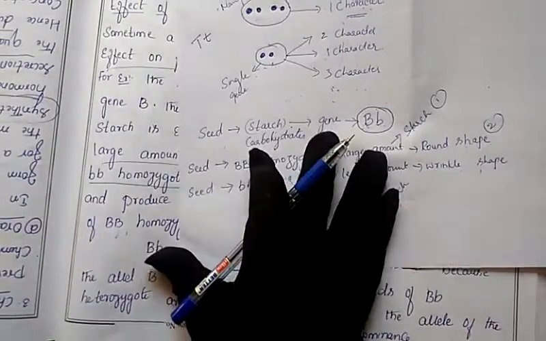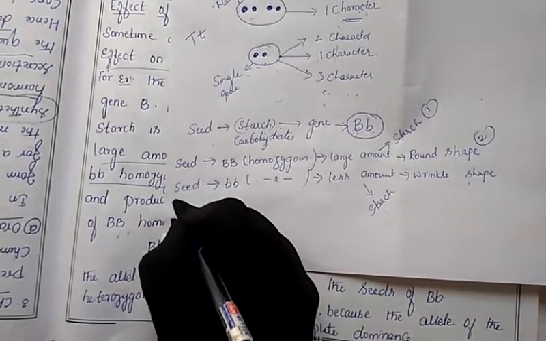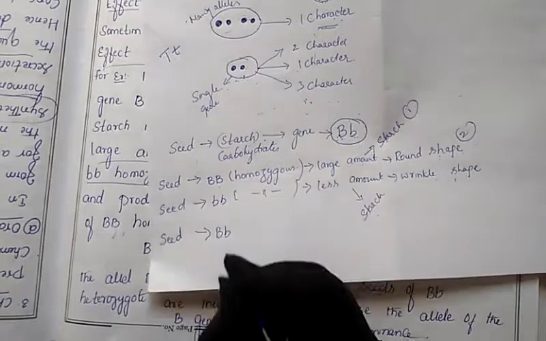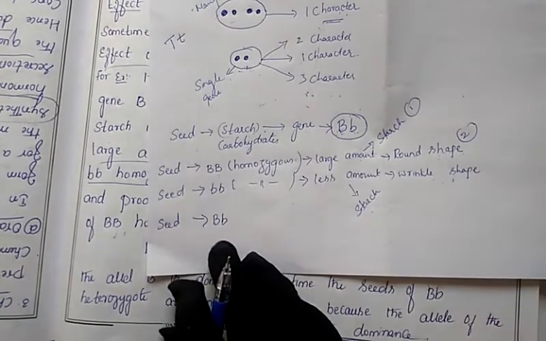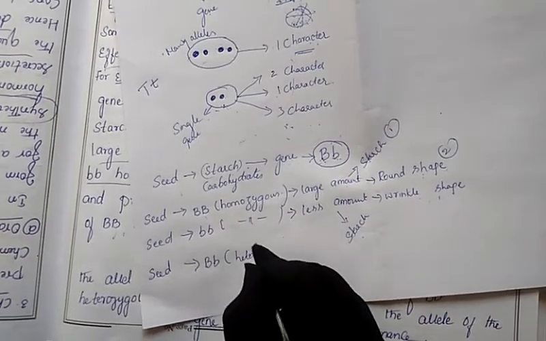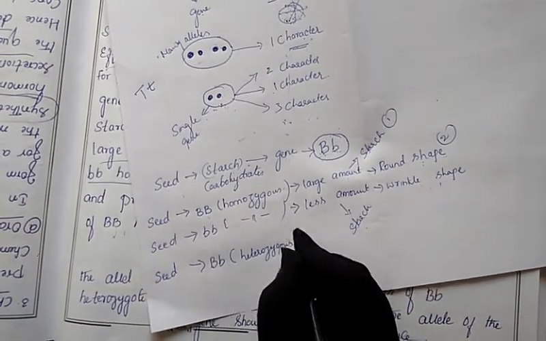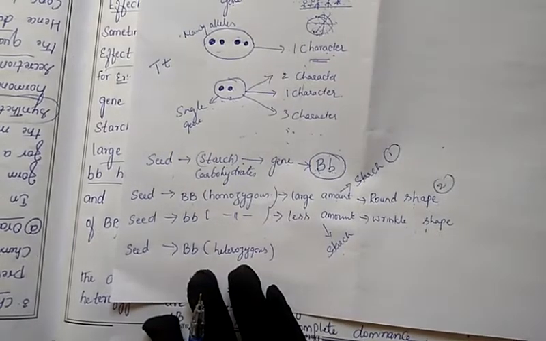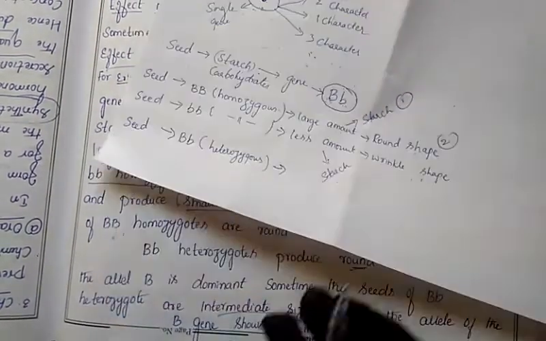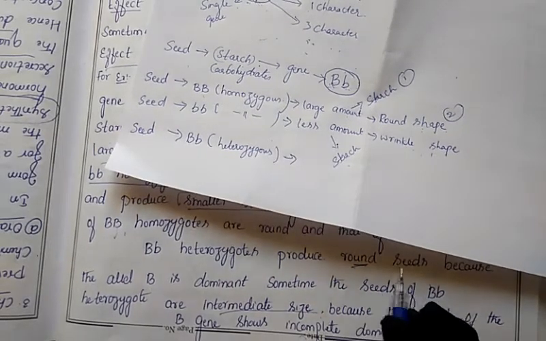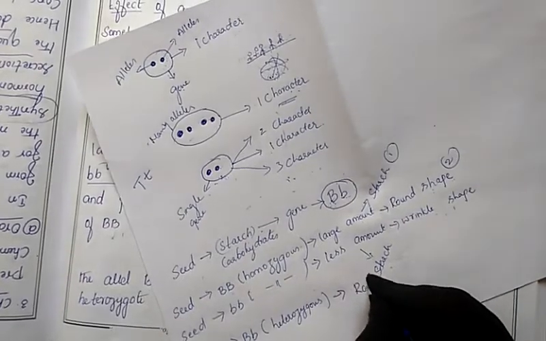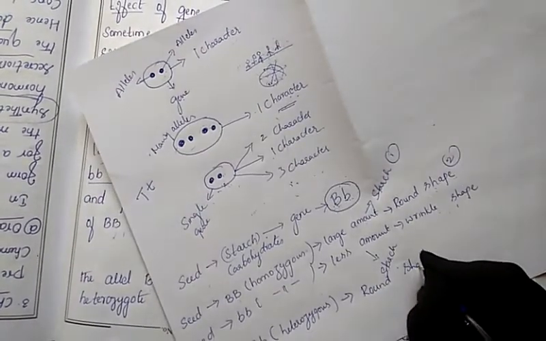So what they are telling me is the third case. Suppose some seeds contain this pattern of alleles. Now this is not homozygous, it is a heterozygous condition. Why is it heterozygous? Because both are different. Now what type of seeds will appear? The seeds will be round; the shape of the seed will appear round.